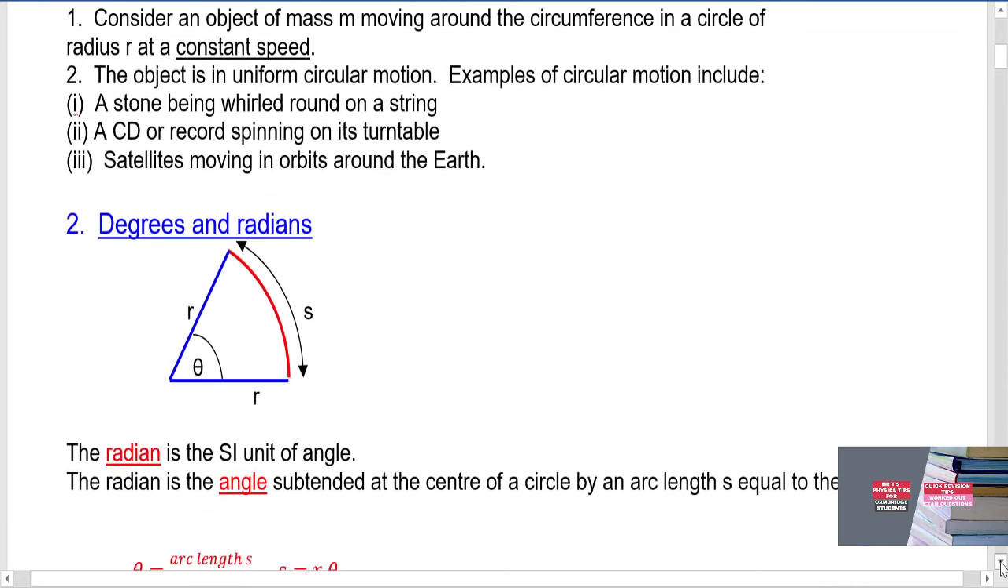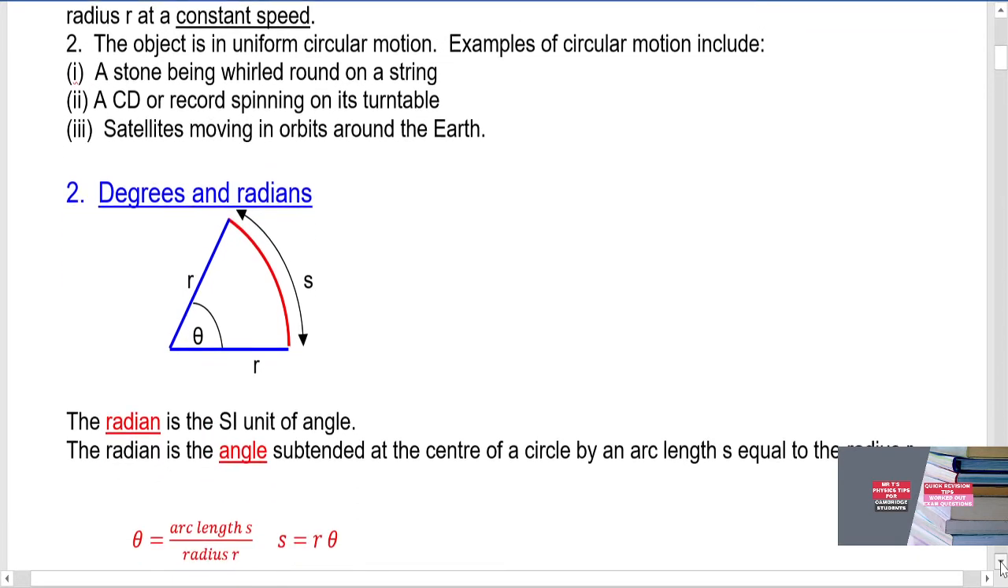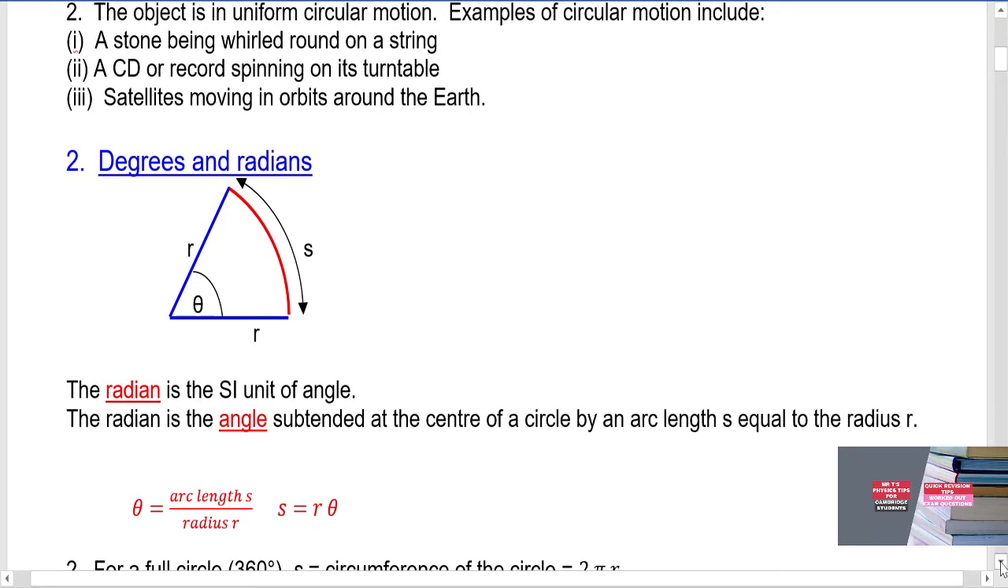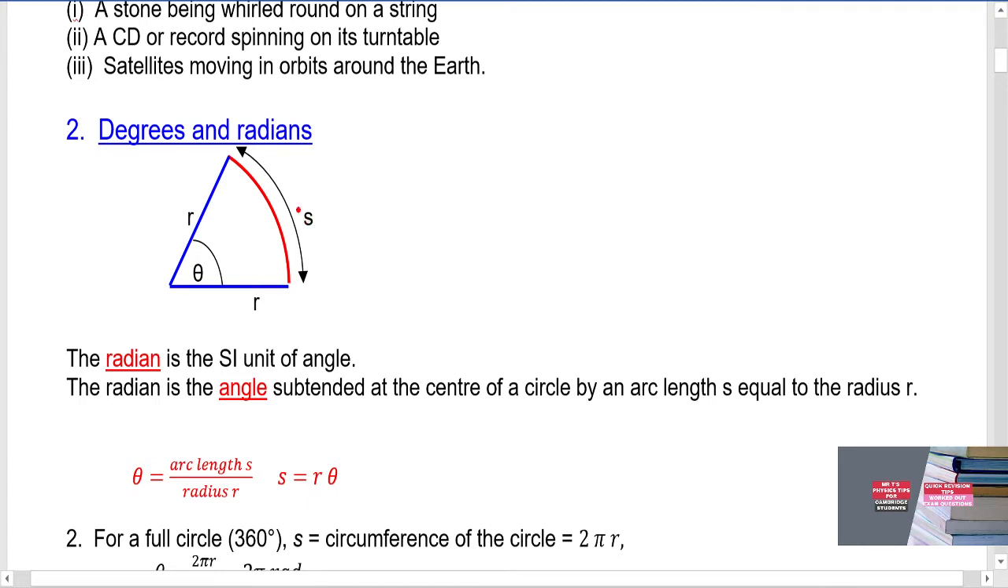Now, let's start by looking at the conversion between degrees and radians. The radian is the SI unit of angle. The radian is the angle subtended at the center of a circle by an arc length S equal to the radius R. Looking at this diagram, the arc length that is swept from this position to that position is S. The radius of the circle will be R. The arc length is S equal to R theta. To get the angle, you make theta the subject, which is arc length over the radius, S over R.